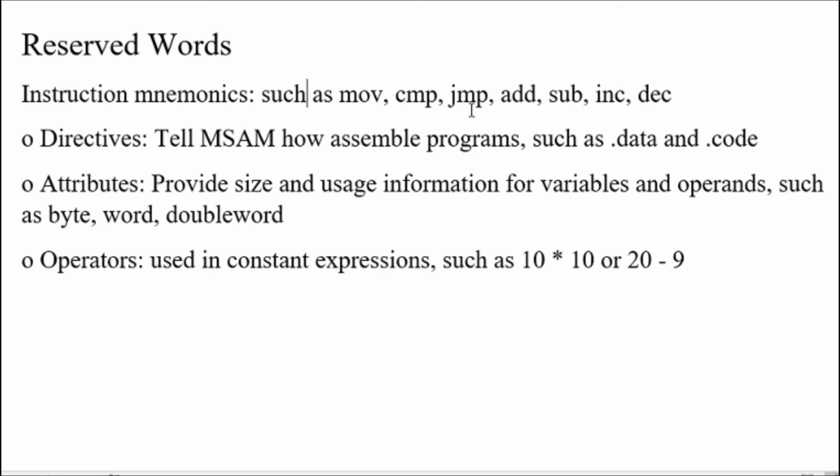Okay. Lastly, you cannot use operators as identifiers. They are only used in constant expressions or in integer expressions. So for example, you have 10 * 10, which can only represent the multiplication of 10 and 10, or 20 - 9, which just represents 20 minus 9.